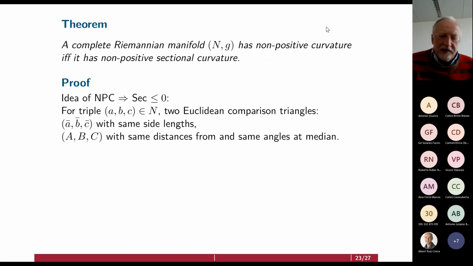And it connects, of course, well with Riemannian geometry. So a complete Riemannian manifold has non-positive curvature in our sense if it has non-positive sectional curvature in Riemann's sense. Of course, the same is true for Alexandrov spaces. A complete Riemannian manifold satisfies Alexandrov's, or in fact Busemann's, condition of non-positive curvature if and only if it has non-positive sectional curvature.